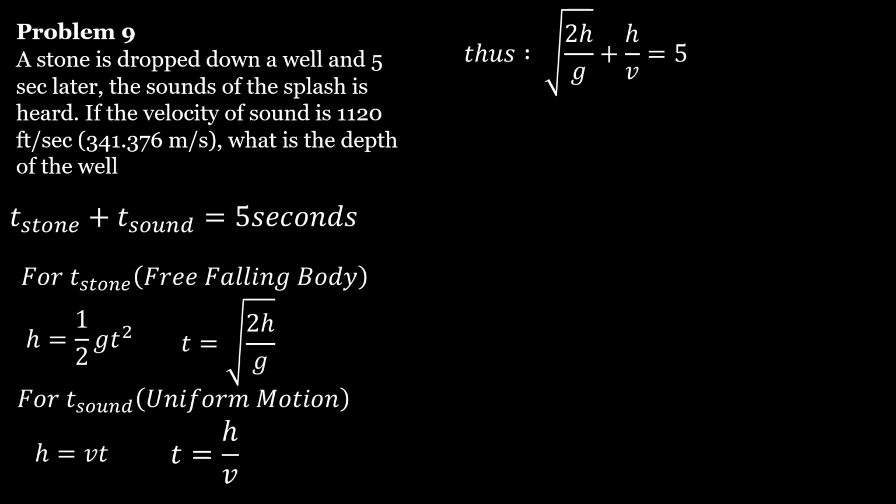And now, by summing up the time the stone travels and the time the sound travels, which is equal to 5, we will be adopting this formula. By substitution, we can obtain: square root of 2h over g plus h over v is equal to 5.